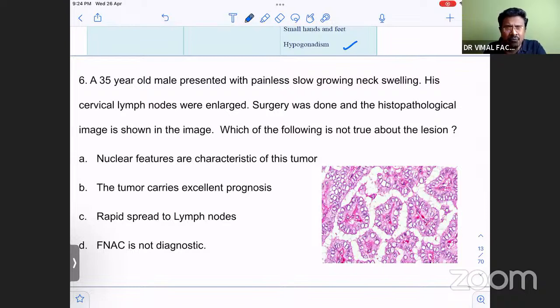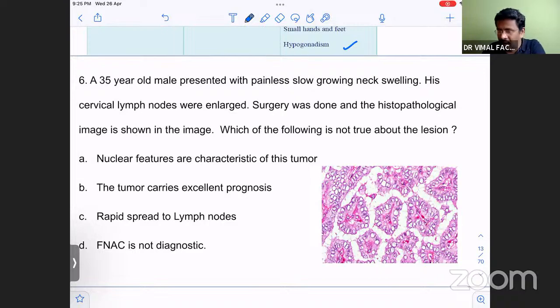So they are asking you, what is this tumor? First you have to identify, and then you have to tell me what are all the things which are true and which are not true. That is the question asked: which is not true about this condition. And what is this tumor?